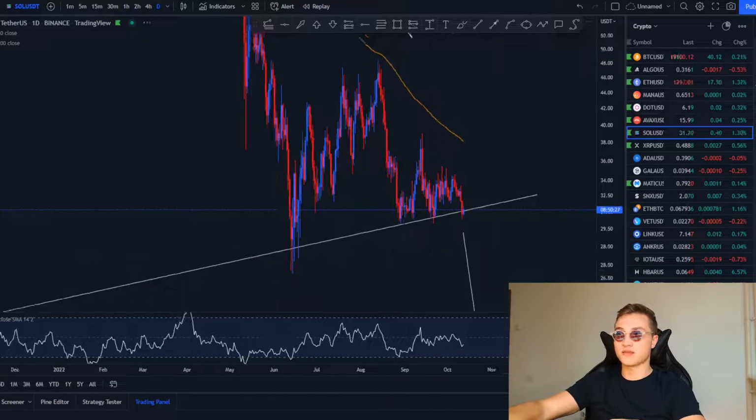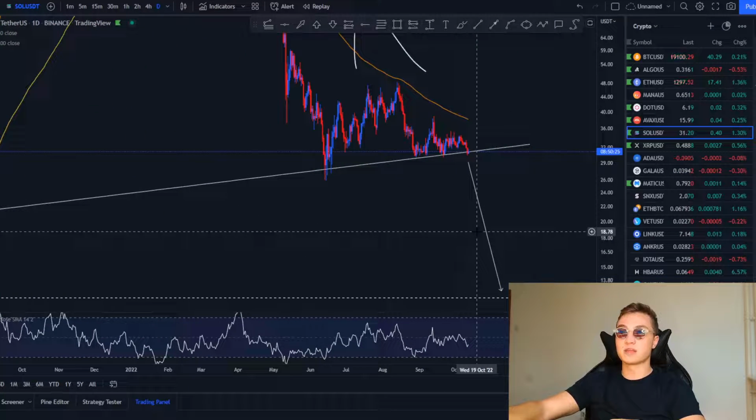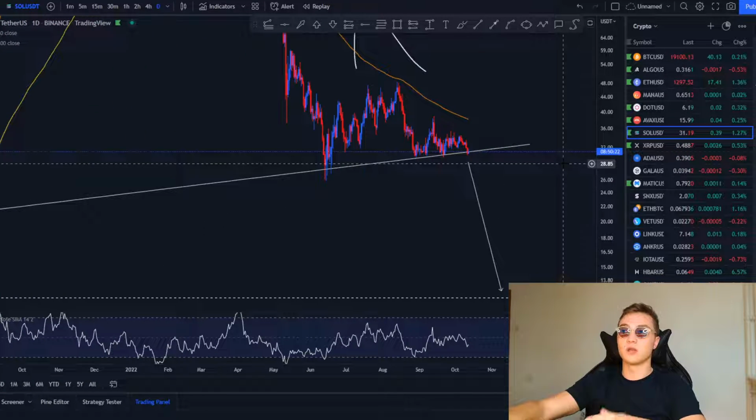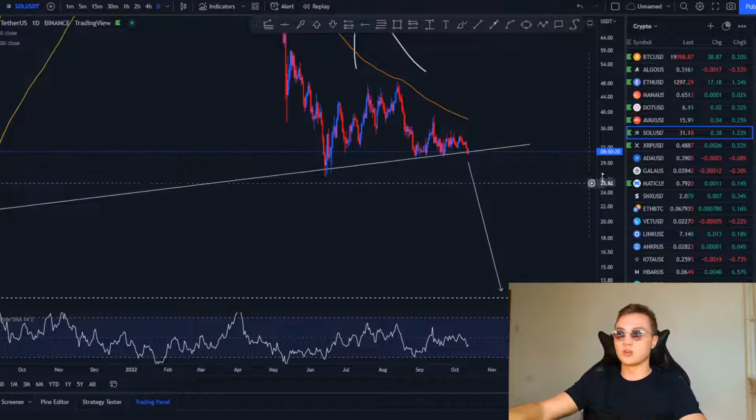Now Solana, we have a pattern right here that is forming. If we break down below, it's going to be a good thing. If we don't, well, I don't really care about Solana. Not too clean on this chart right here.